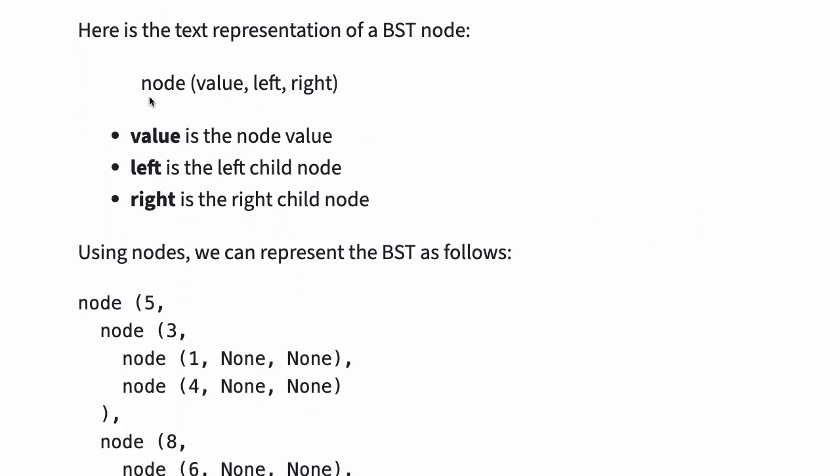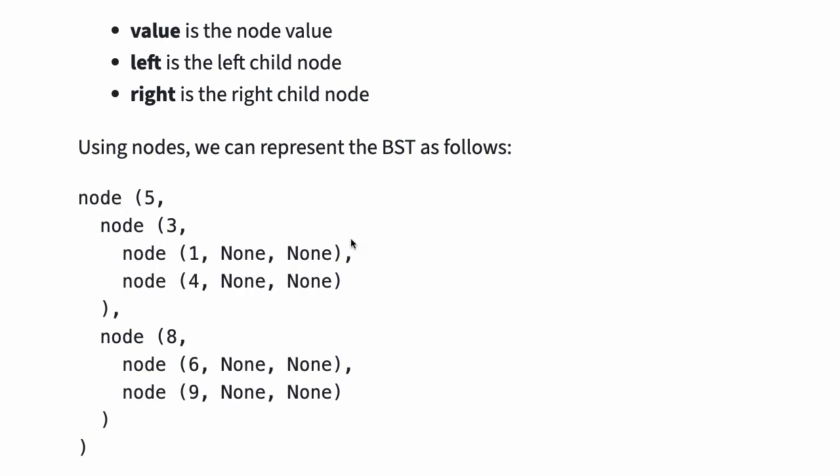Here is the text representation of a BST node. Value is the node value, left is the left child node, and right is the right child node. Using nodes, we can represent the BST as follows. This tree has 7 elements. The height of the tree is the count of the nodes between the root and the leaf that is furthest from the root. In the tree above, there are 4 leaves which are equidistant from root 5.